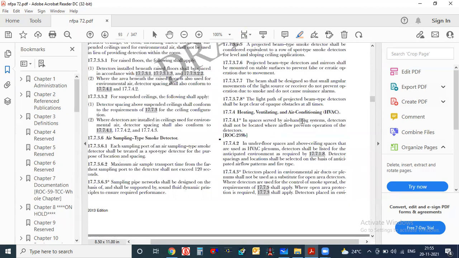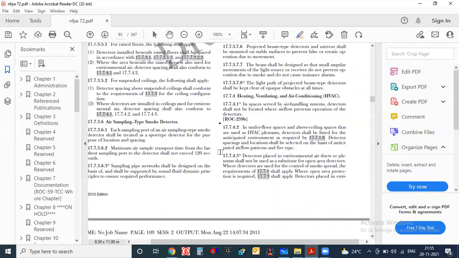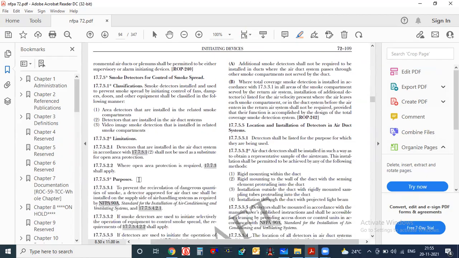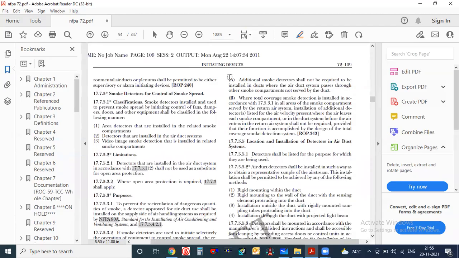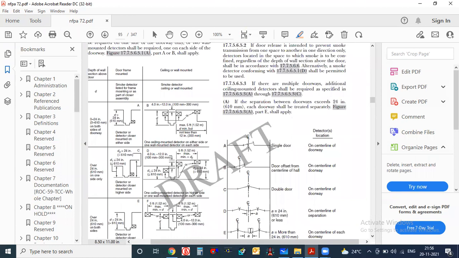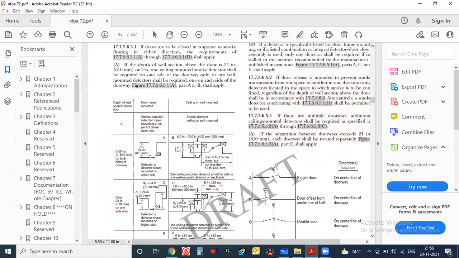HVAC. In spaces served by air conditioning, detector shall not be located where airflow prevents operation of the detector. Some things are given here. Smoke detector for control of smoke. Limitations, purpose. So basically whatever chapters we are seeing, this initiating device chapter, is talking about the different types of detectors and some clauses, some limitations, some restrictions. Those things are given here. So you can skip this. And here I think they have kept how to place the detector and all. That is given here, I think so.